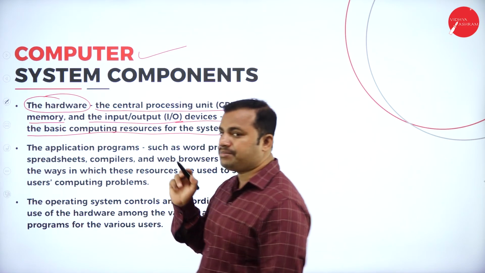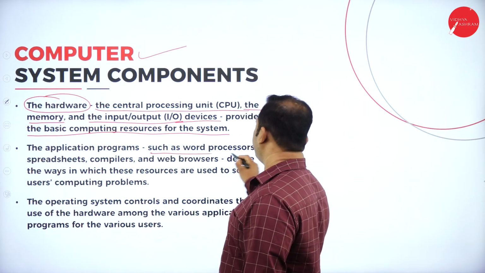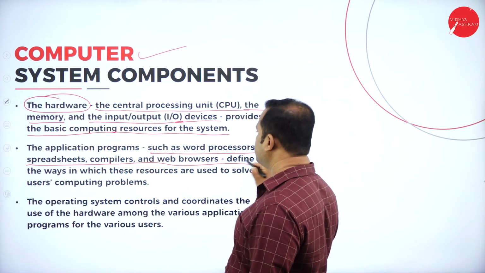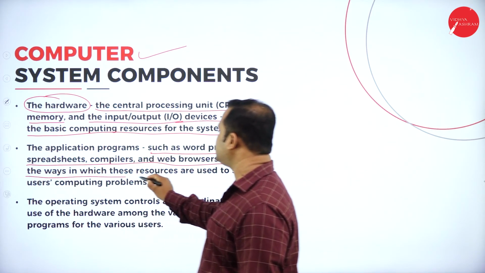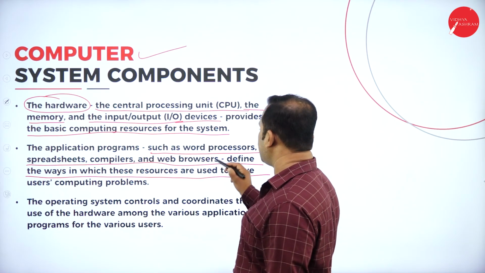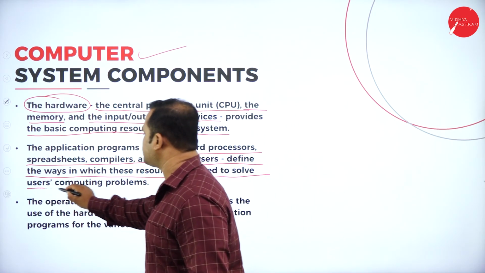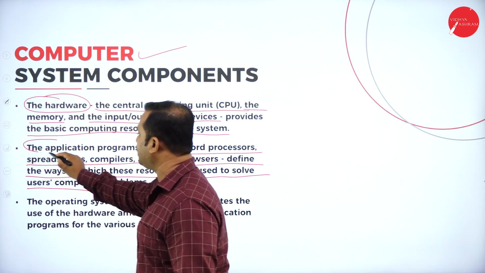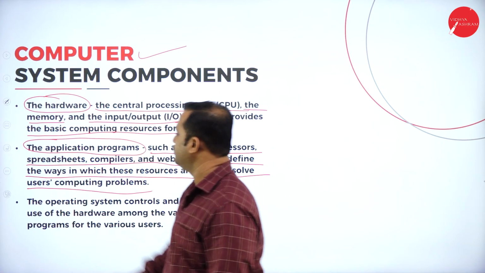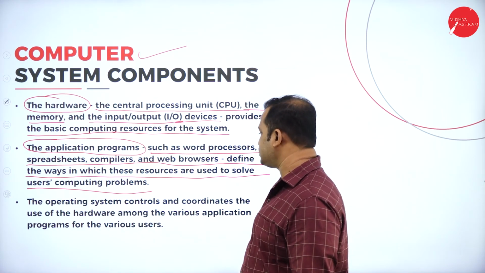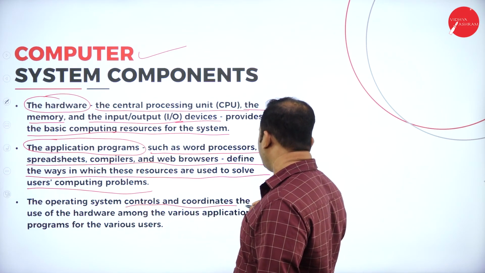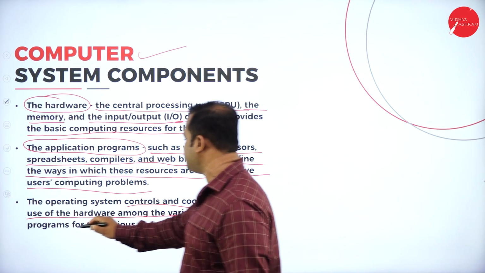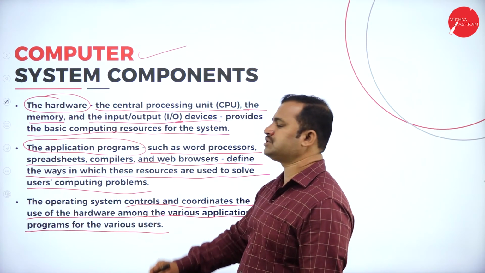Application programs, such as word processors, spreadsheets, compilers and web browsers, define the ways in which these resources are used to solve users' computing problems. What are all these? All these are called application software. So we have an operating system, which controls and coordinates the use of the hardware among the various application programs for the various users.